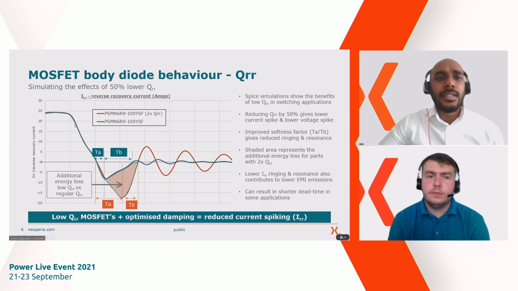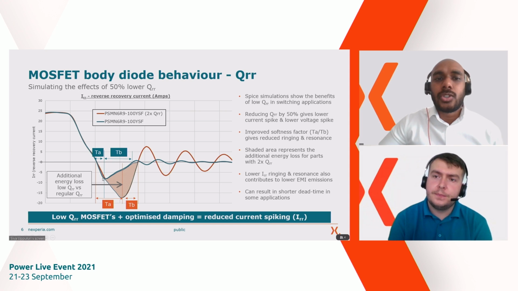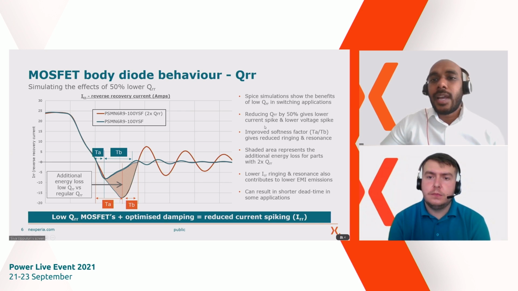As you can see, the device with the low QRR not only has a smaller reverse recovery current peak, but it also has less ringing following the instance. And also, if you focus on this area of this graph here, the device with higher QRR resulted in additional energy losses. All these things are not good for your application.